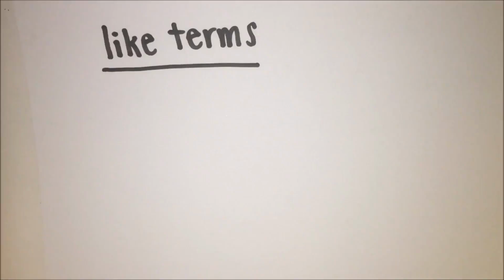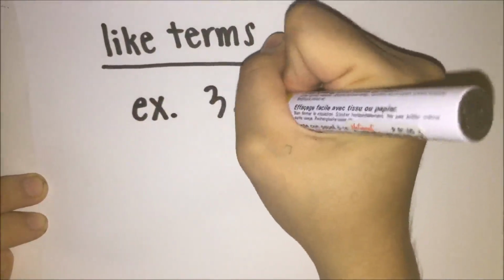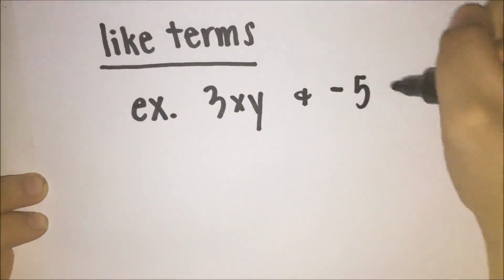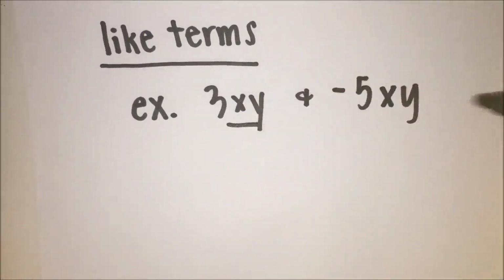So we will now go to like terms. Like terms are terms that have the same variables, including the exponents that go with those variables. These variables can be in different orders and have different coefficients, but they all need to be there. So examples of like terms are 3xy and negative 5xy. These are considered like terms because they have the same variables x, y.